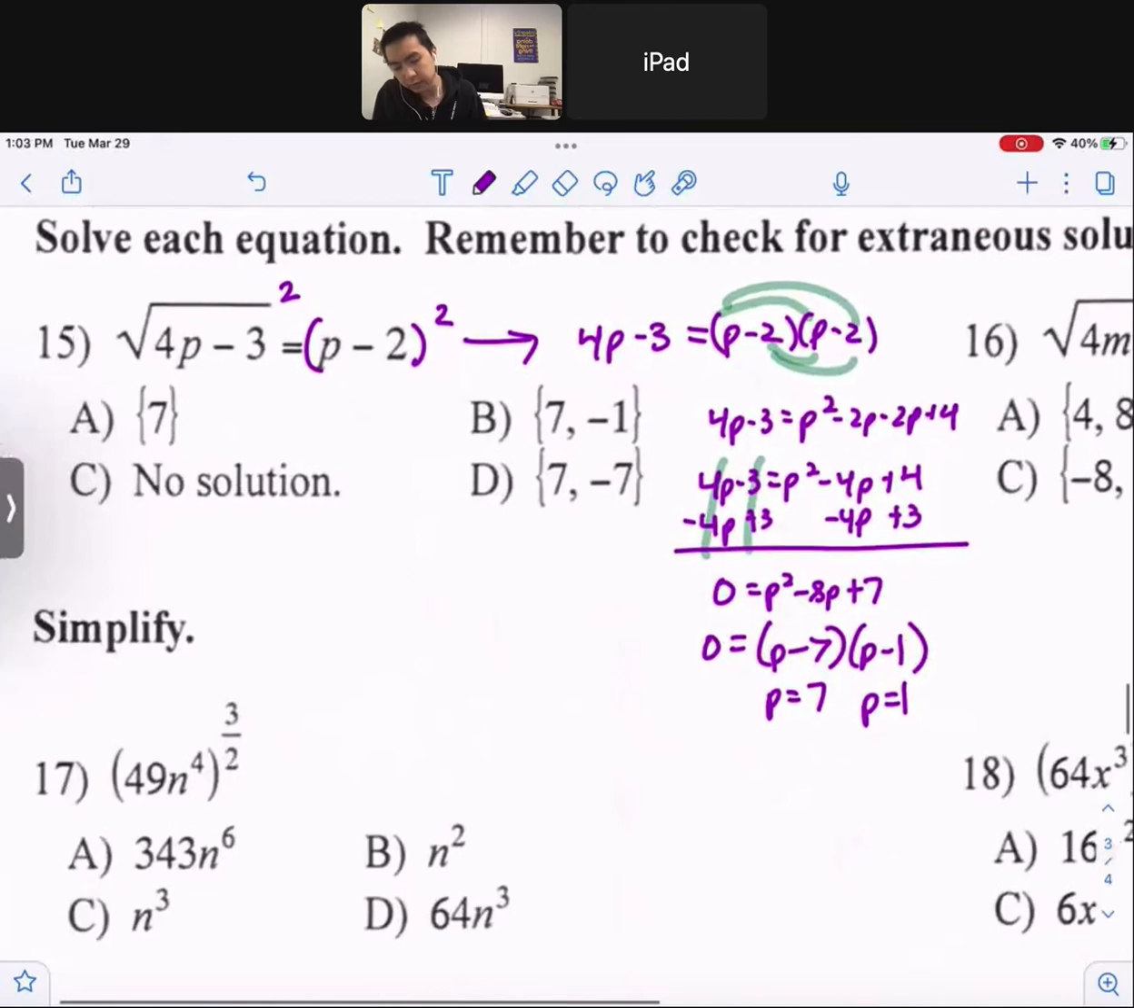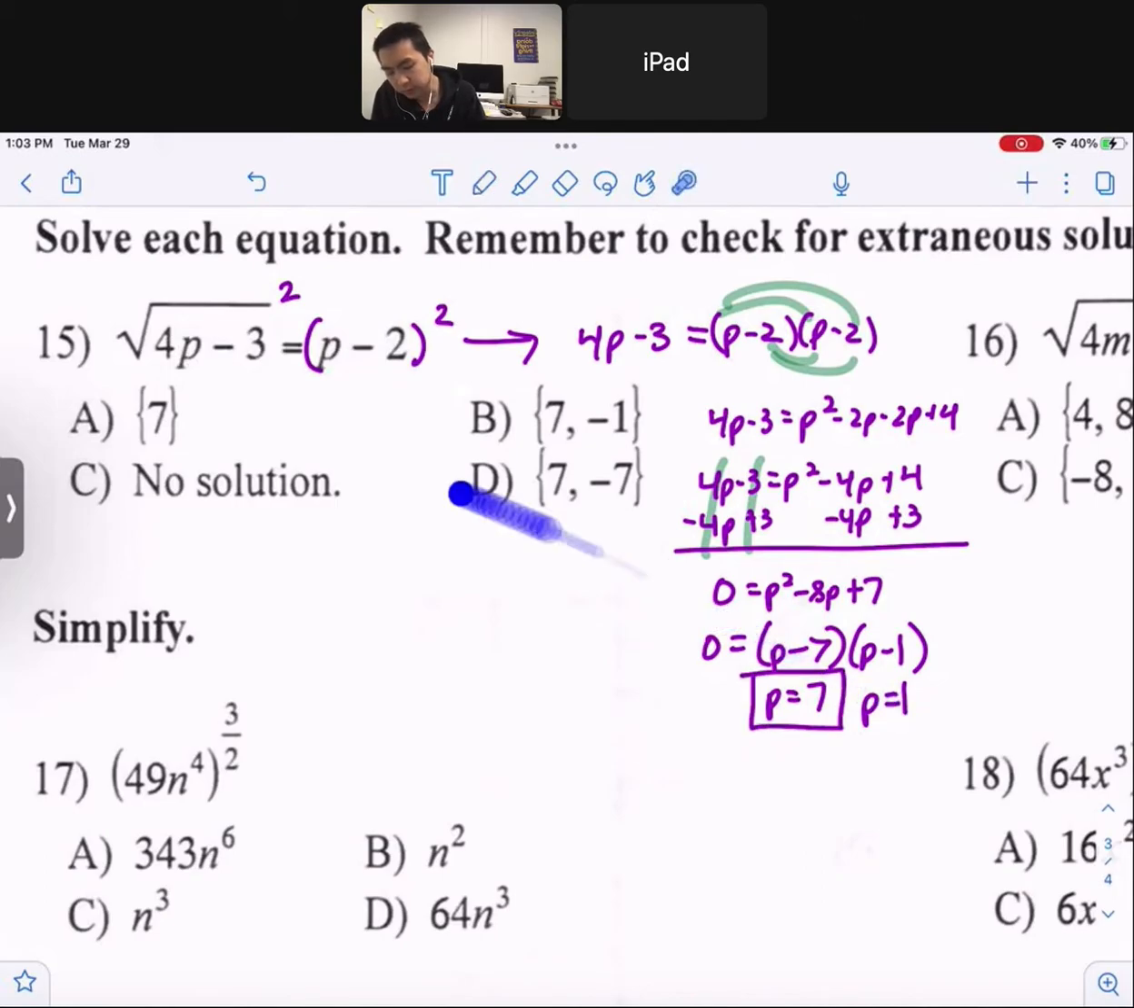The only thing is we have to plug this back in to make sure both of these are fine. If we plug in 7 into here, well, 4 times 7 is 28. 28 minus 3 is 25. Square root of 25 is just 5. And 7 minus 2 is 5. So 5 equals 5. This one works out.